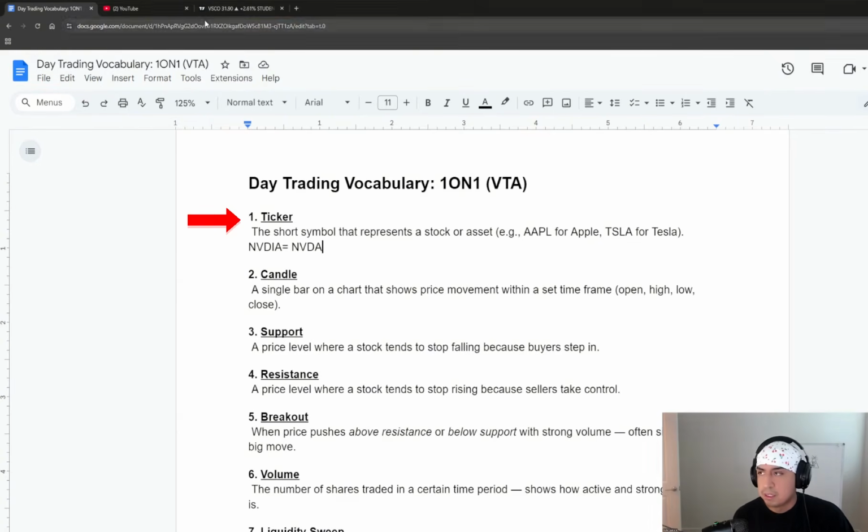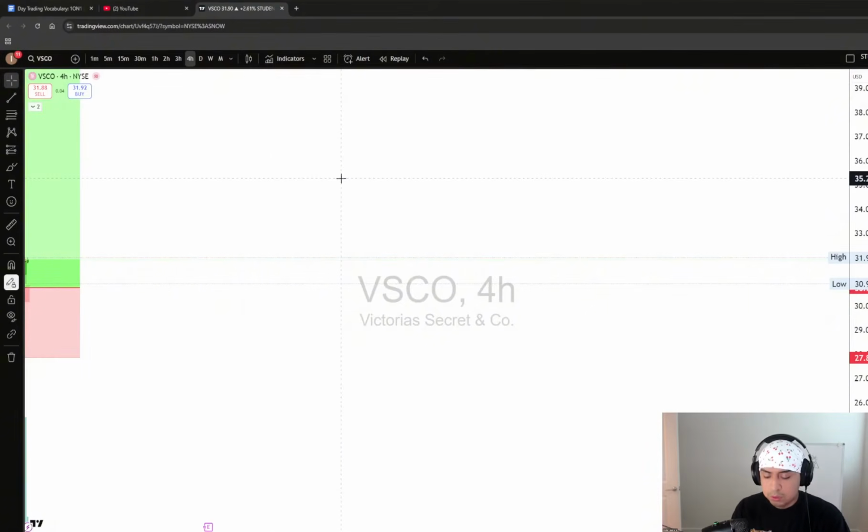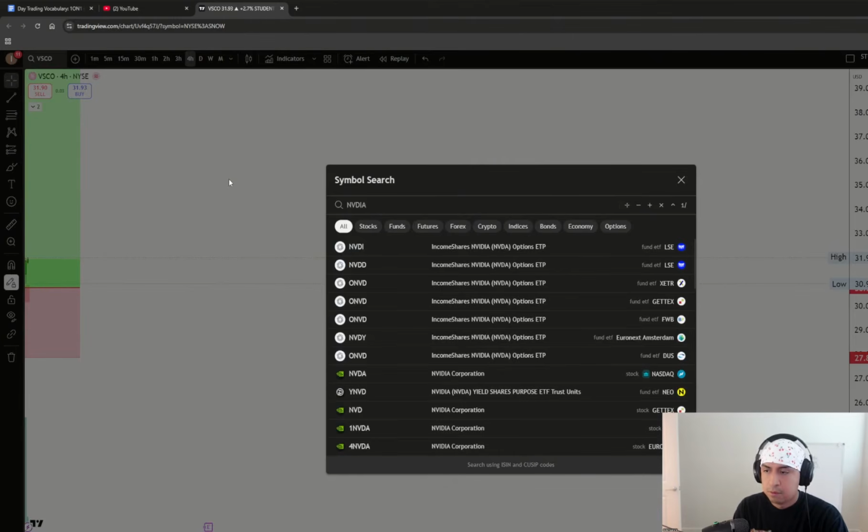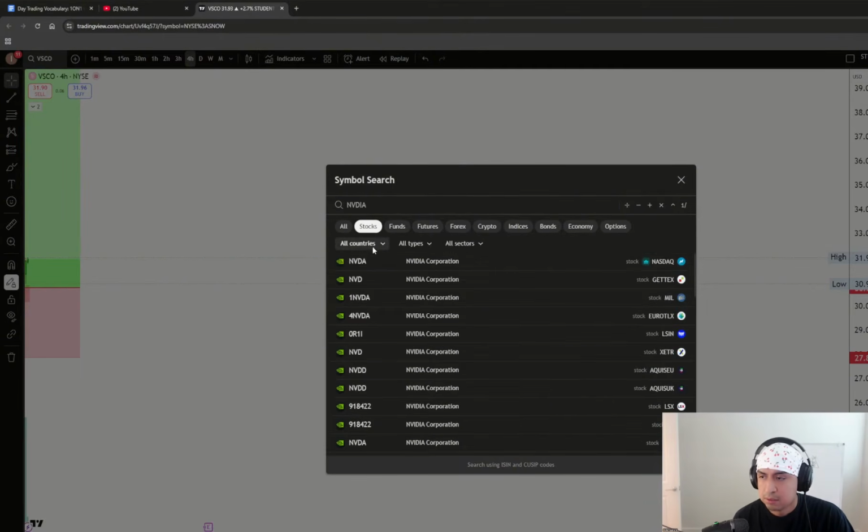So let's look for a stock. Let's say, for example, we want to look for NVIDIA. All we got to do is go onto the search bar over here on the left-hand side. Right now I'm on Victoria's Secret, but we want to find the stock NVIDIA. If you don't know the ticker, let's just type in NVIDIA, and there we go. Now we're going to look for where it says stocks, hit that, and the first one will be the NASDAQ. That's going to be the ticker, NVDA.